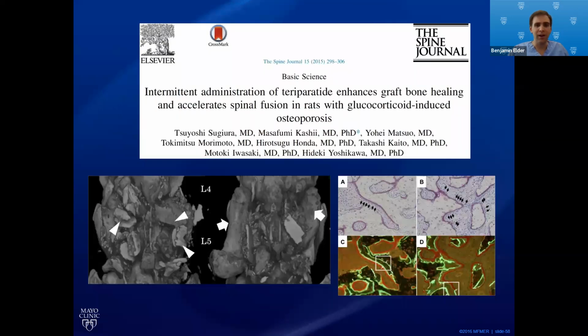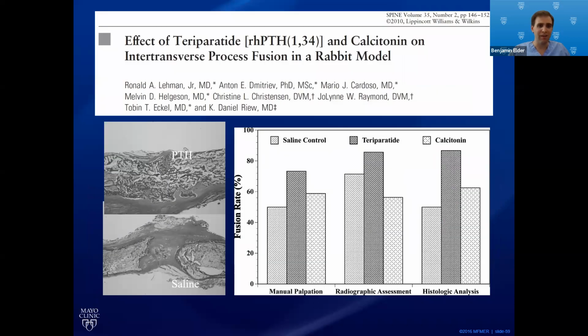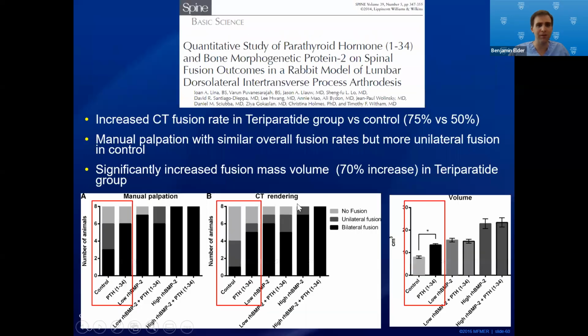And then looking at some of the basic science studies, the intermittent administration of teriparatide in a rat fusion study with glucocorticoid-induced osteoporosis increased the fusion mass as well as accelerated the time to fusion. Looking at teriparatide versus calcitonin in a rabbit fusion model, you can see the teriparatide is the middle bar graph. And so based on manual palpation, CT assessment, as well as histology, teriparatide had much higher fusion rates than the saline control and calcitonin for all assessments.